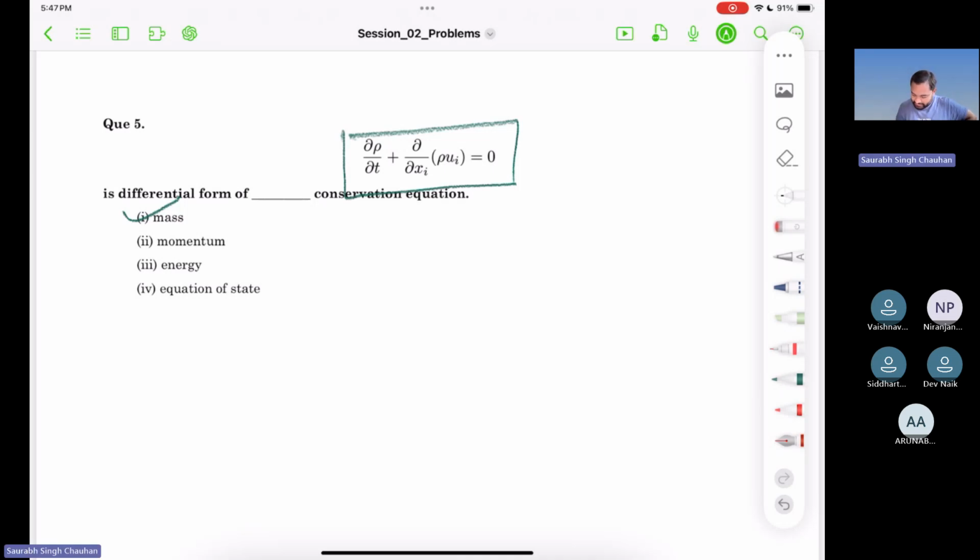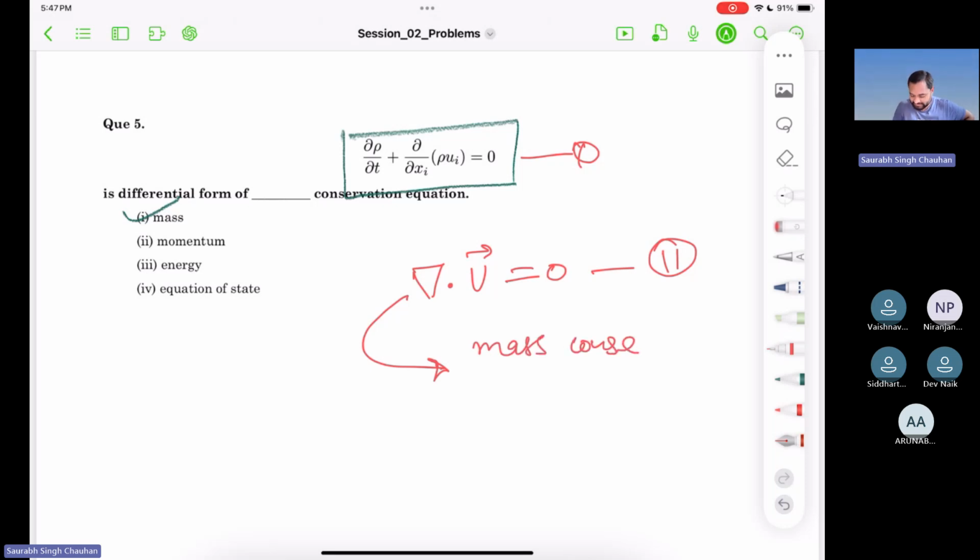Sometimes you may find that gradient of velocity is equal to 0. So are the first equation and the second equation the same, or two different equations? Is the second equation also the mass conservation equation, in a general sense? Which one is the mass conservation equation, equation 1 or equation 2?